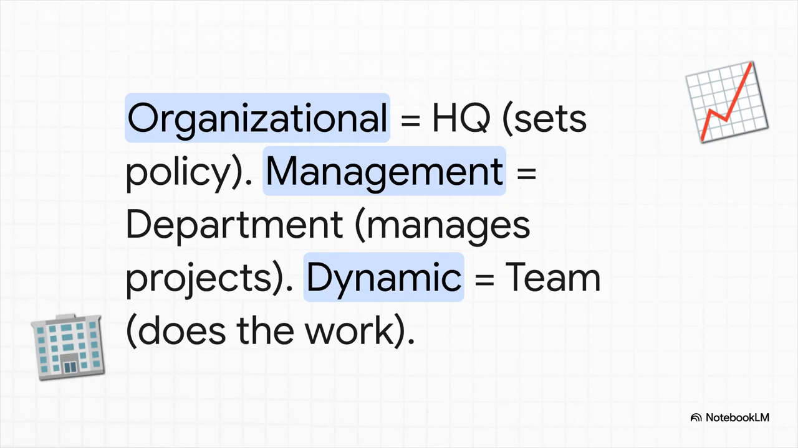The management level is like a single department. It takes those big rules and makes a plan for a specific project. And the dynamic level, that's the project team in the trenches, the ones actually doing the work. HQ has the vision, departments manage it, and teams get it done.